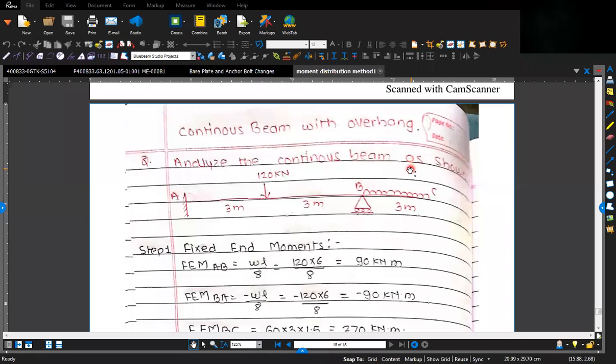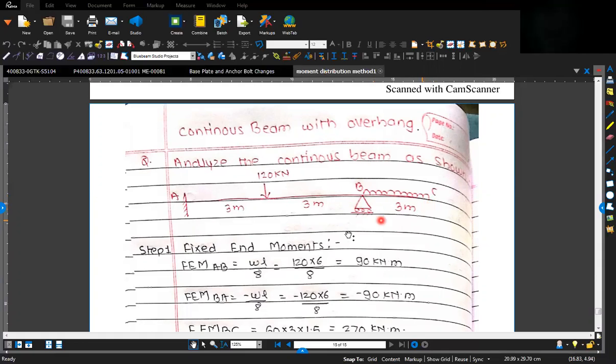Hello dear students, welcome to Structural Analysis Part 2 subject, and here we are looking at the moment distribution method, and we'll see one numerical with a continuous beam, where one end is fixed and another end is overhang. Okay, so here is the problem statement. Support A is fixed, B is hinge, and support C is overhang.